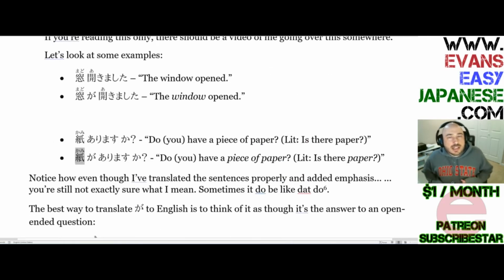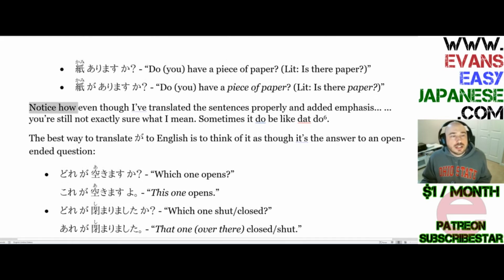Like, for example, what do you guys have at the store? Oh, we got this, we got that. Well, do you have paper? Kami ga arimasu ka? Oh, yeah, arimasu yo. Got it. Notice how, even though I've translated the sentences properly and added emphasis, without me speaking, you're still not exactly sure what I mean. Sometimes it do be like that, though.